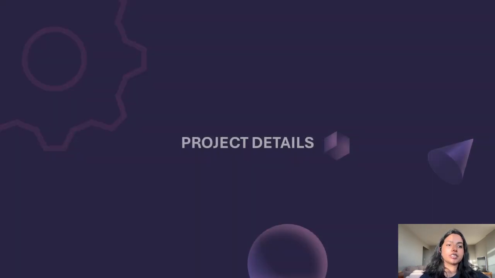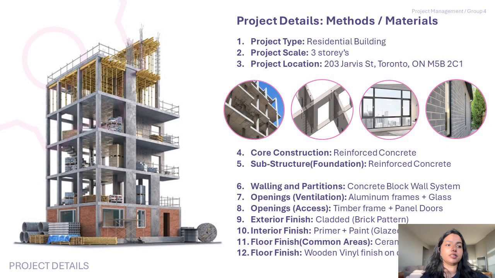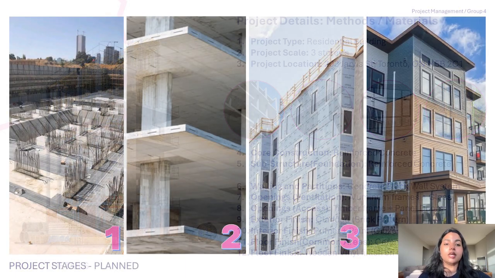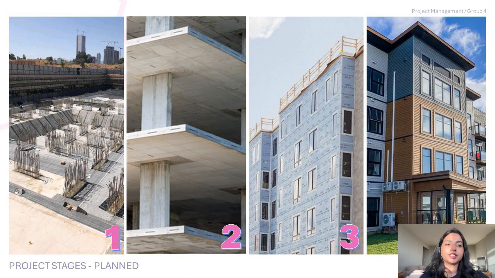Carrying forward to the details of the project, the core construction material is reinforced concrete. The walling and partitions have a concrete block wall system. The building is finished with cladded bricks while the interior is finished with primer and paint. The project will be completed in 4 major stages.